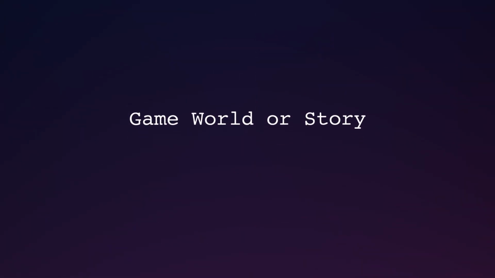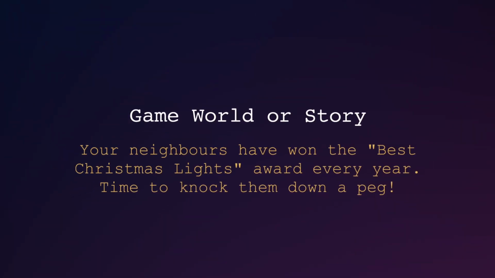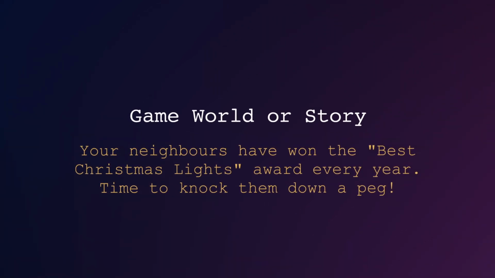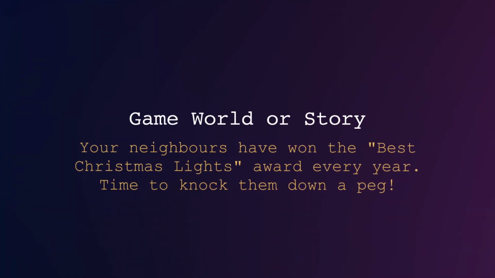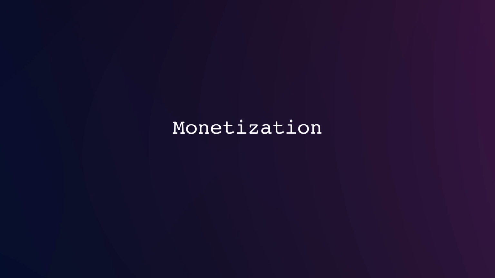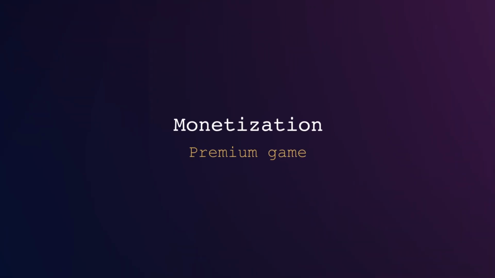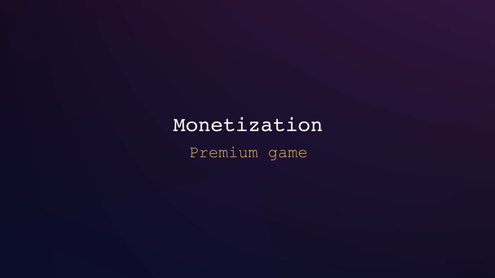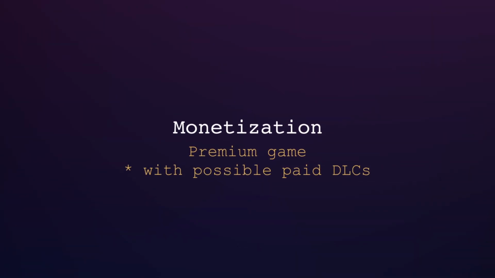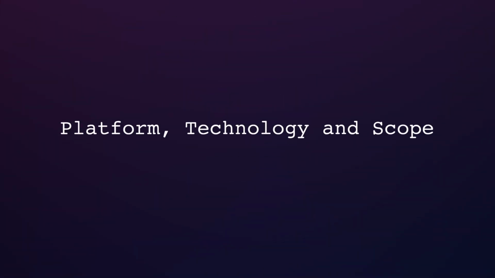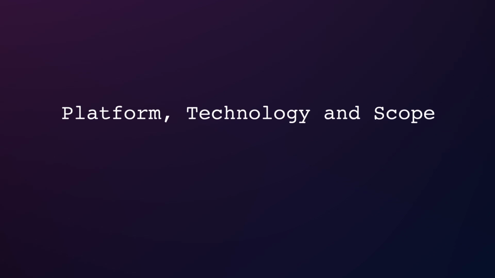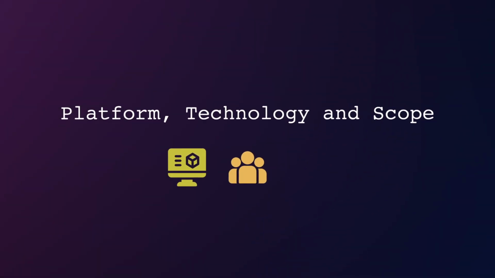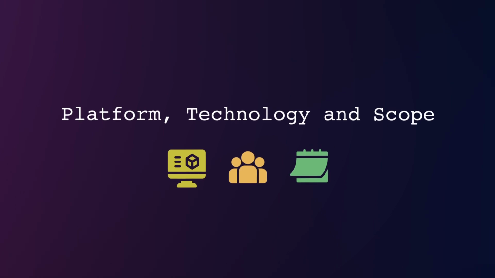In the game world or story part, you should briefly describe the backstory, what important elements of it set the stage for the game, how the story is presented to the player, and how do they progress through it. For monetization, just write what kind of model the game will have. Is it free-to-play, premium, or a bit of both? If it has in-game purchases, describe how they're integrated in the rest of the game's design. And in the final subsection of product design, you write about what hardware and software will be used to make the game, the team behind it, and if you can, what is the scope and how long do you plan to work on it.